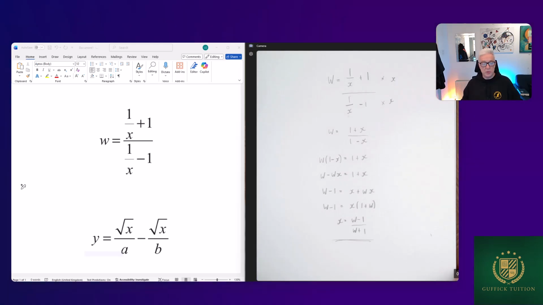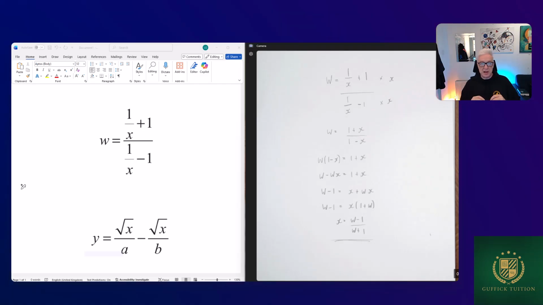Hello everyone, we've got two really nice little rearranging formulas here, and I think that transposition of formulae is such a key skill. It really helps underpin everything else that you're doing in your maths. So I've picked two out that I think look quite interesting, and here's the first one.